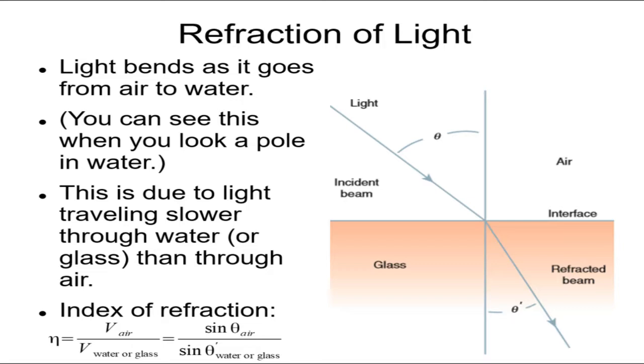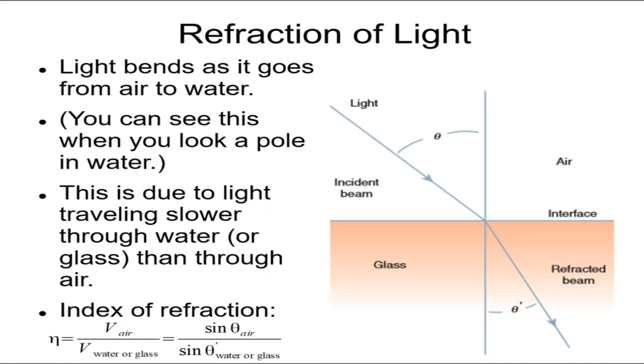The fact is, when light goes through air, it has a certain speed. When light goes through something that's see-through that's not air, it has a different speed, and because of that, it will bend as it goes from air to water. You can see this when you look at a pole in water. If you look at it straight down, you see how the water makes it bend a little bit. So light does bend when it goes from one medium to another, from air to water.